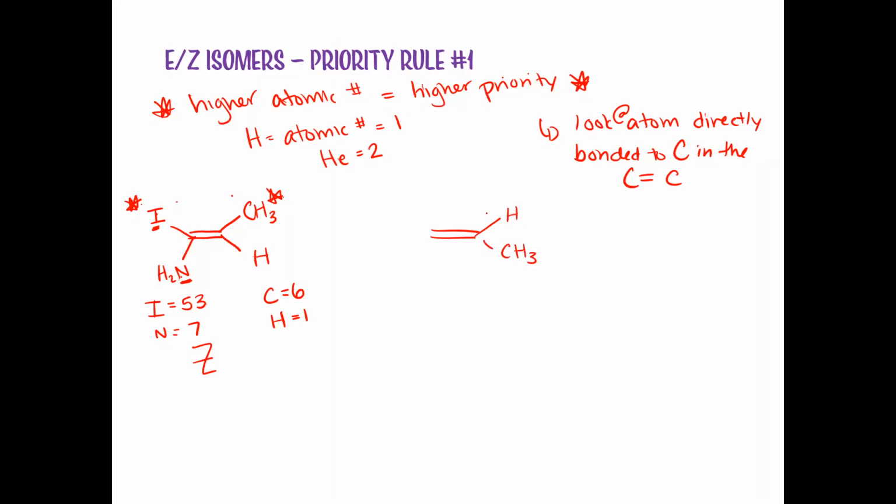Now, if we have this molecule with an H, CH3, Cl, and bromine, we look at carbon number 1, where we have bromine and chlorine. Bromine is atomic number 35. Chlorine is atomic number 17. Bromine has a higher atomic number, so bromine is higher priority. On this carbon, we have carbon from our CH3 and a hydrogen. Carbon is atomic number 6. Hydrogen is atomic number 1. Therefore, the CH3 is the higher priority, and so this is Z again.